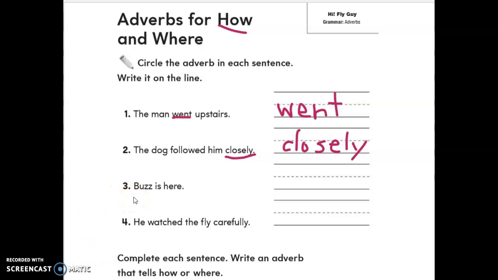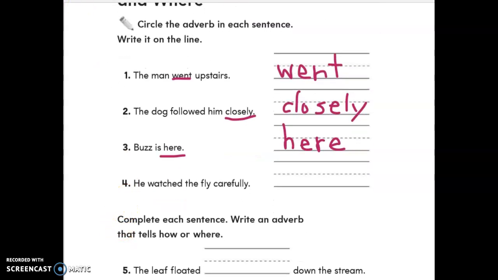Number 3, Buzz is here. Buzz is here. Which word tells how or where? Here, right? H-E-R-E, here.